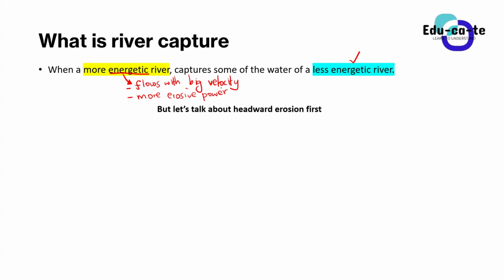Let us talk about headward erosion first. Remember in our previous sessions, guys, we said that we've got three types of erosion. We've got vertical erosion, otherwise known as downward erosion. We have lateral erosion, which is otherwise known as sideways erosion. We also have headward erosion, which is otherwise known as backward erosion.